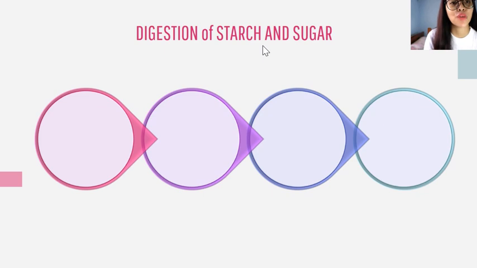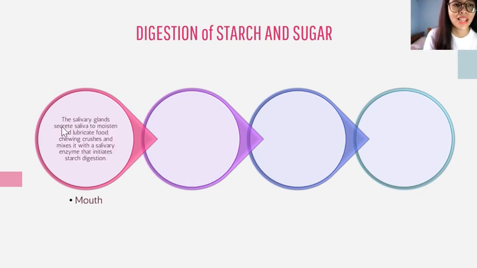Okay, so let's start off with the digestion of starch and sugar. What happens when your starch and sugar enter your mouth? The salivary gland secretes saliva to moisten and lubricate the food, and chewing crushes and mixes it with salivary enzyme that initiates starch digestion. The salivary enzyme responsible here would be your salivary amylase. It converts starch into maltose. So that's the enzyme there.